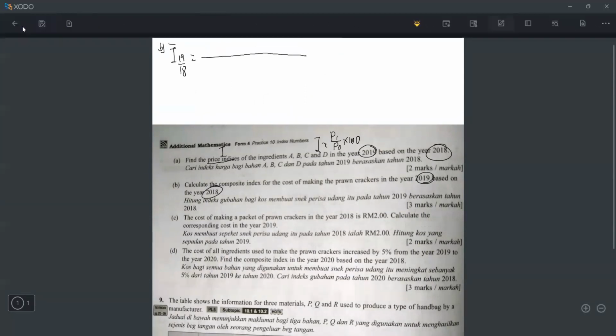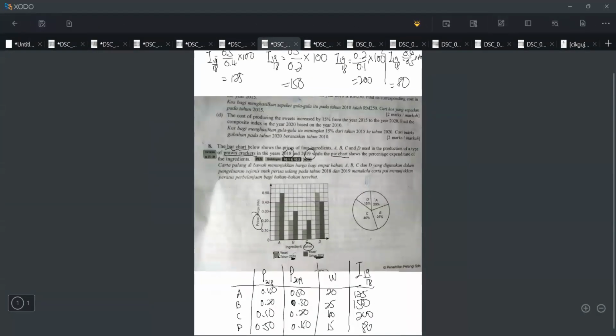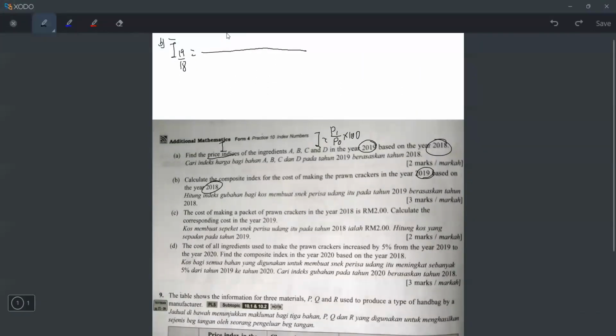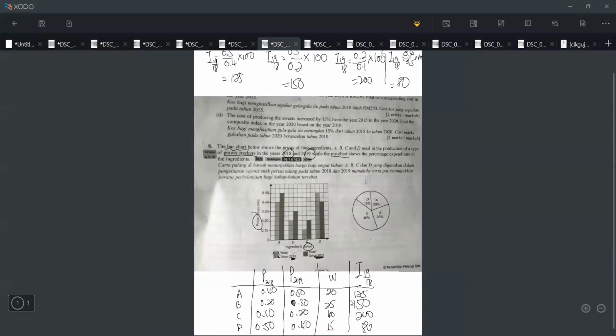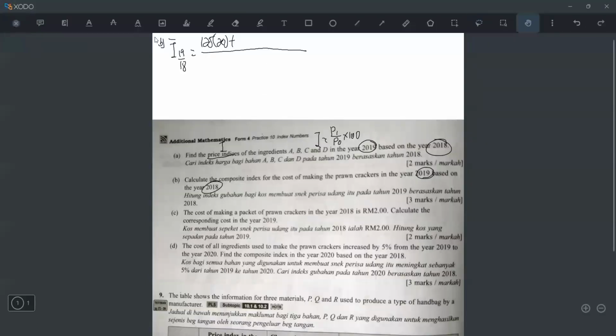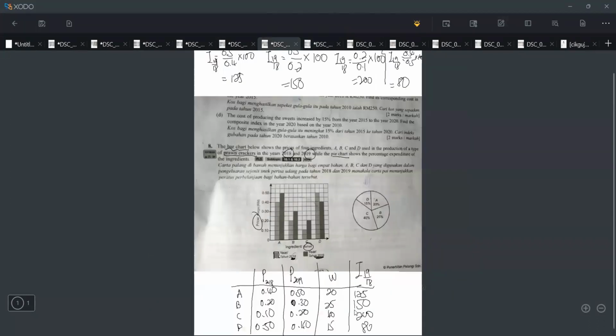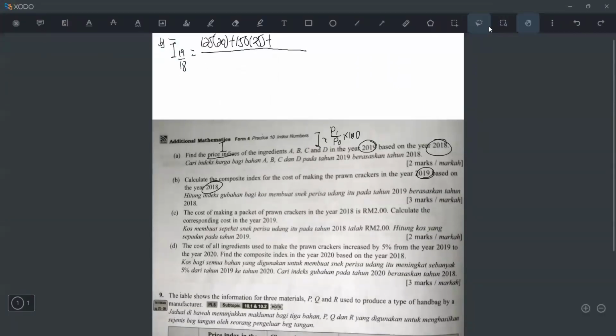So let's go back there. So I times W, so it will be what? 125 times 20. So I'll write what here? 125 times 20, yes. And then let's go back, plus the next one is 150 times 25. Then plus, let's go back there again. 200 times 40.